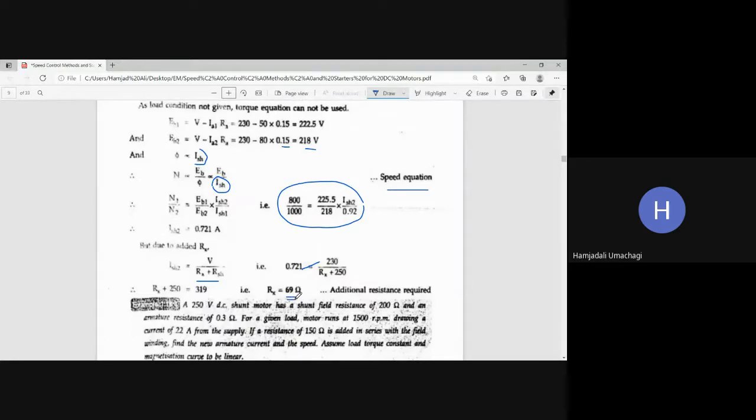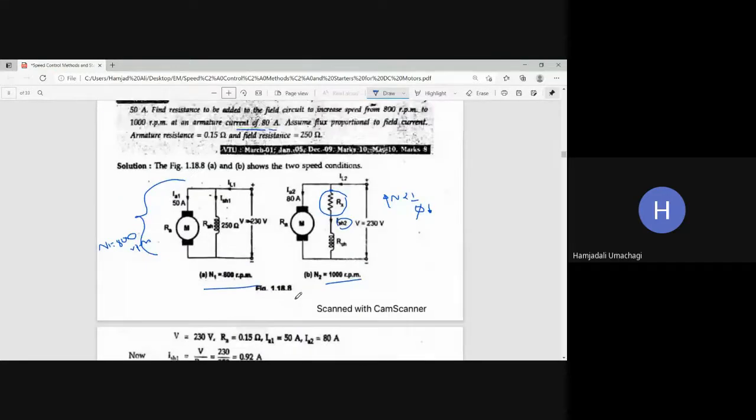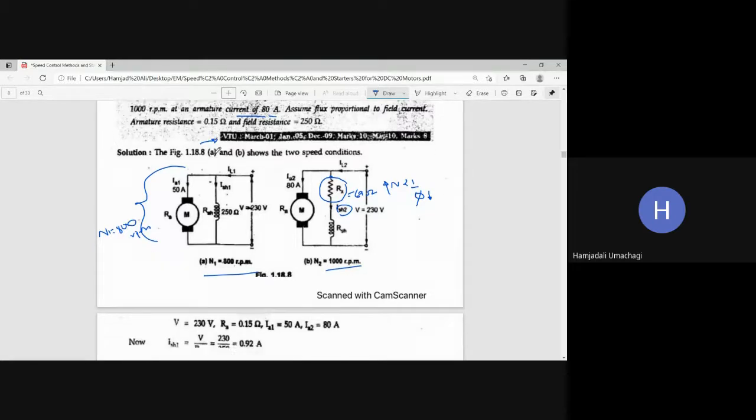So in order to bring the speed from 800 to 1000 RPM, you need to add a resistance of 69 ohms. The value of this Rx is 69 ohms in series with which winding? Field winding or armature winding? Field winding, sir. Right. In order to get the speed from 800 to 1000 RPM, you should add 69 ohms in series with the field winding. So then machine speed increases from 800 RPM to 1000 RPM. Is it clear? This question has appeared many times in the final VTU exam. Now we'll see the next problem.